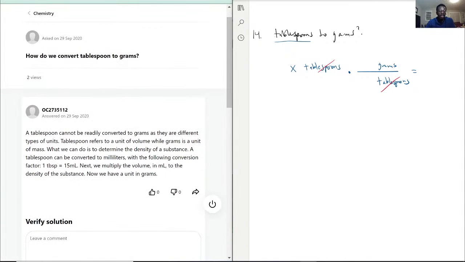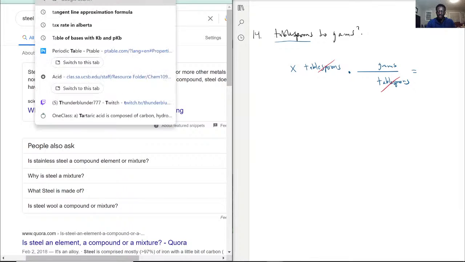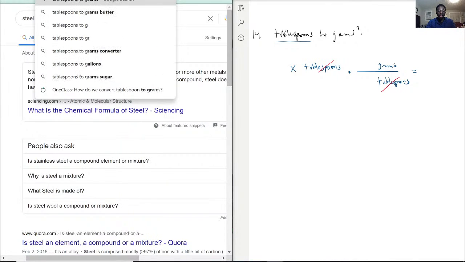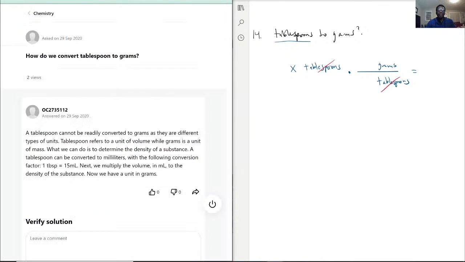So now for this, turns out tablespoons is actually a liquid measurement. So you can actually search it up here, although I wouldn't trust this because usually it refers to, I guess, water. But if I said tablespoons to grams, it says 21.25 grams. Well, that's like a baking conversion table. But this answer here actually brings up a good point, that tablespoons typically are a measure of volume, while grams is a unit of mass.